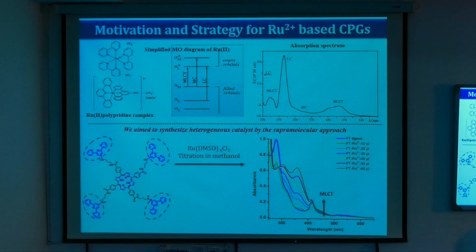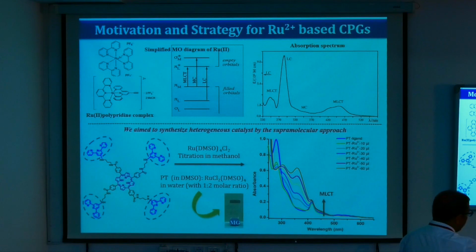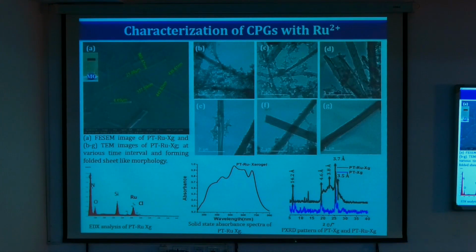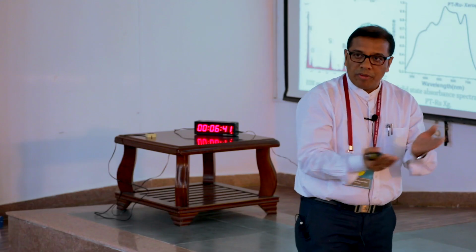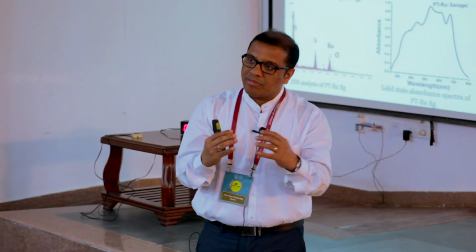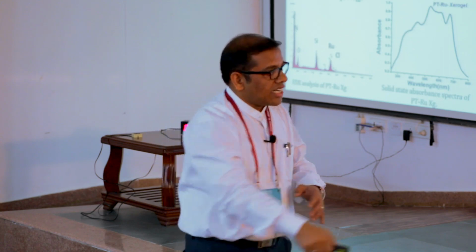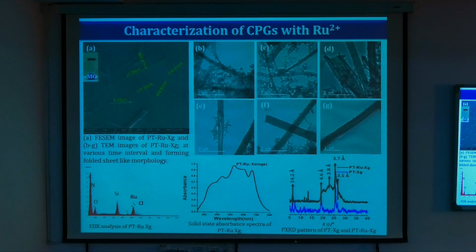Okay, so this we have done for the DMSO, and when you do the titration with ruthenium, it also forms the gel. So the seed-like morphology is time-dependent by FESEM, and slowly, because of the orthogonal binding to the ruthenium center, it starts to roll up and forms a nanotubular morphology.